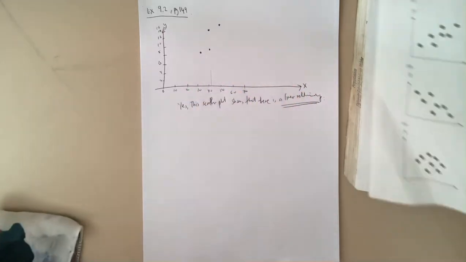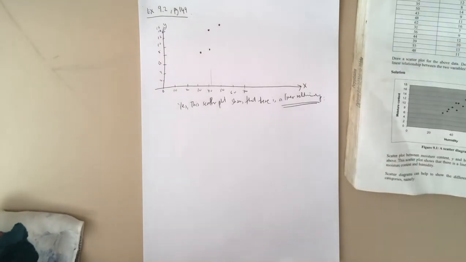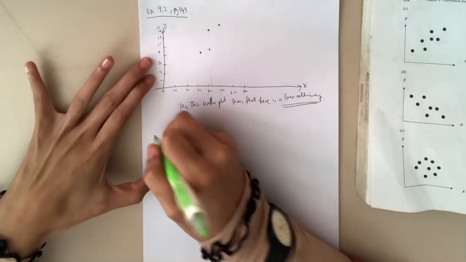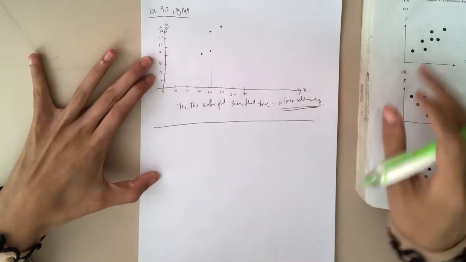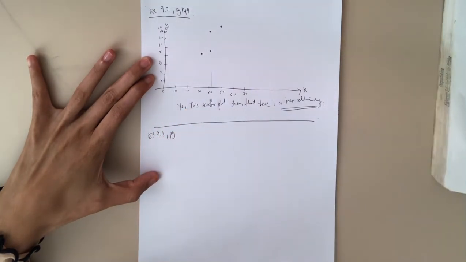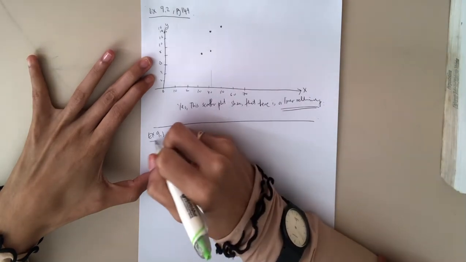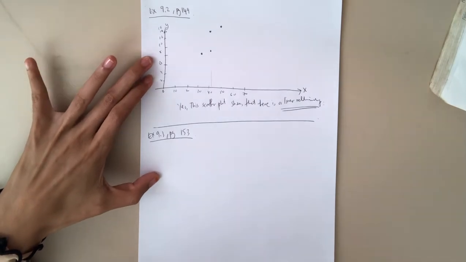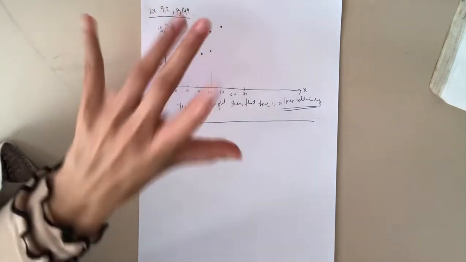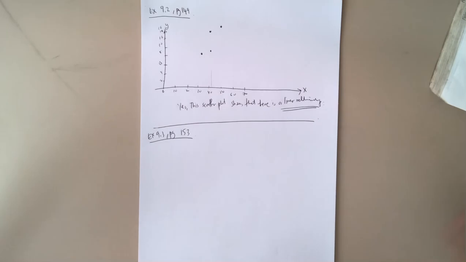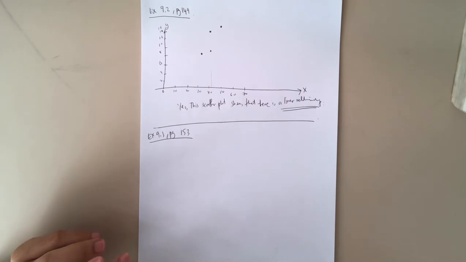That's all. So now, okay, we go to example 9.3, page 153. So the question here is, using the same sample data from example 9.2, calculate the linear correlation coefficient. Okay, class, so now we come to the calculation part. So we want to calculate your r.